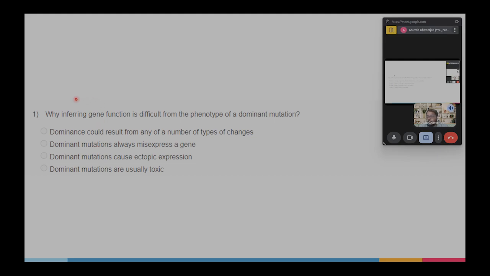Yes. So this is the last question. Why is inferring gene function difficult from the phenotype of a dominant mutation? The options are: dominance could result in any number of types of changes, dominant mutations always misexpress a gene, dominant mutations cause ectopic expression, dominant mutations are usually toxic. So I will give you a moment to try and figure this out.